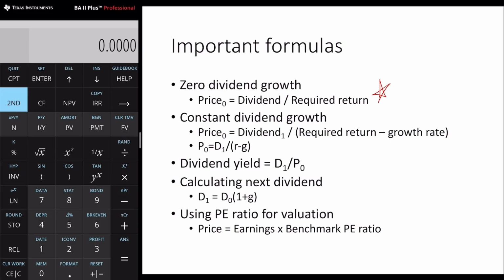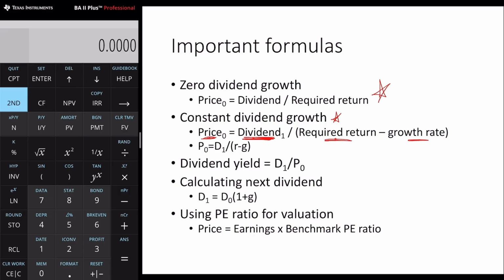bit more realistic. And so there's actually an adjustment we can make that is still relatively simple, but it allows us to assume that the cash flows will grow at a constant rate over time. And that brings us to the constant dividend growth model. What that says is the price today is equal to the dividend in the next year, so the next dividend paid, divided by the required return minus the dividend growth rate.